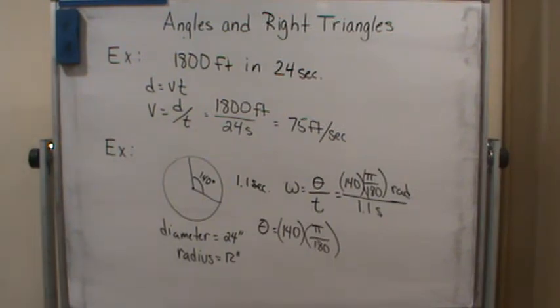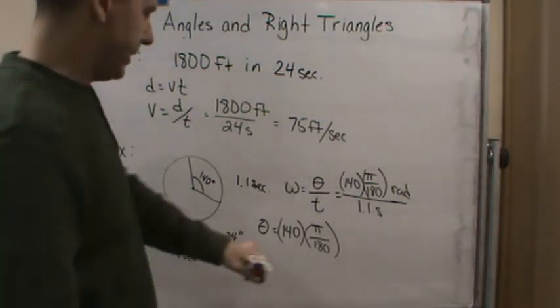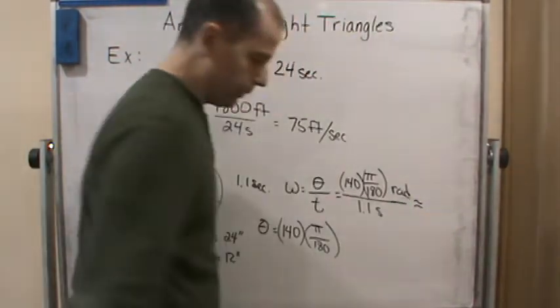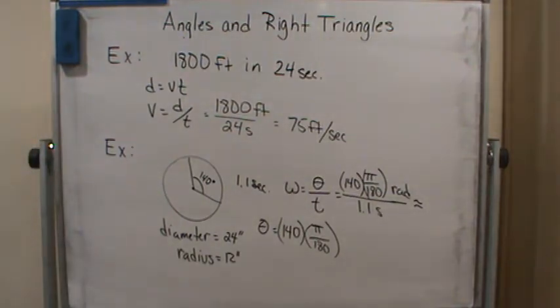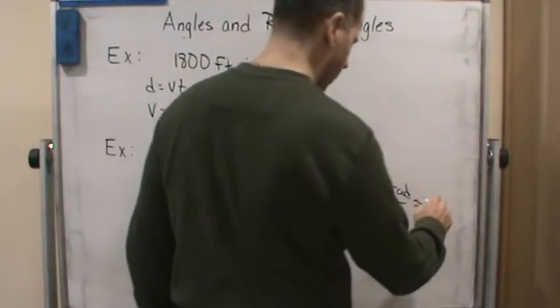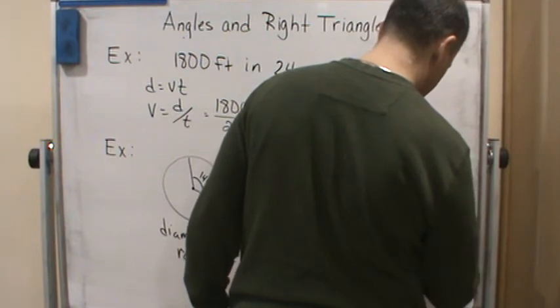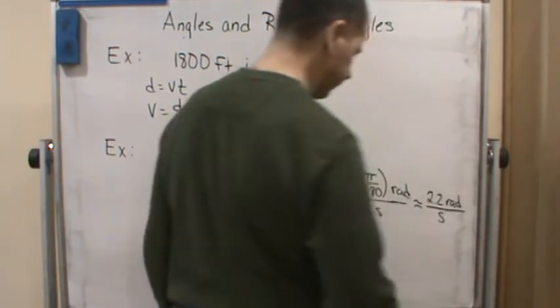Now, it says we want the average angular speed of the flywheel. Well, that's this. So all we have to do is plug and chug. So what do we get when we put this in our calculator? We get approximately 2.2 radians per second. Okay?